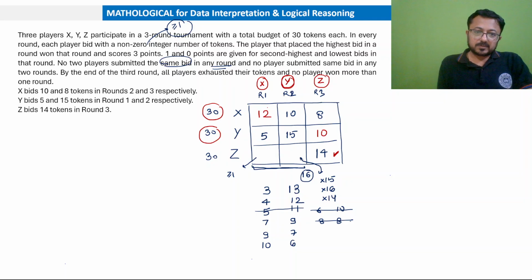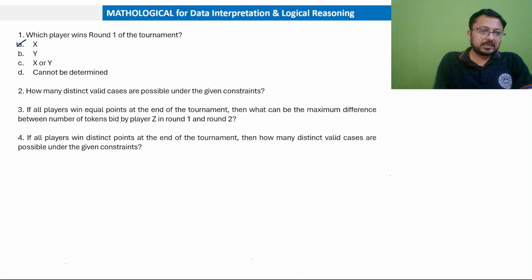11 and 5 will not be possible. No, 11 and 5 possible रहेगा. That is also possible. 11 and 5. Okay. But since we know कि X has won round 1, so now 12 and 4 वाला case possible नहीं होगा. 13 and 3 वाला case possible नहीं होगा because tokens bid by Z has to be less than equal to 11. So these are the only possible cases, 6 cases in total. To answer the second question, the distinct value cases will be equal to 6. Total 6 cases are possible.